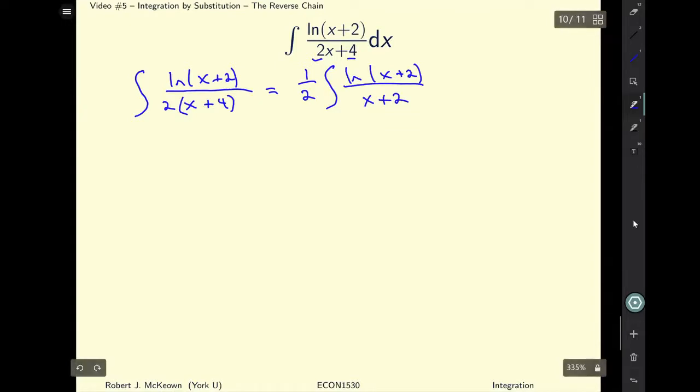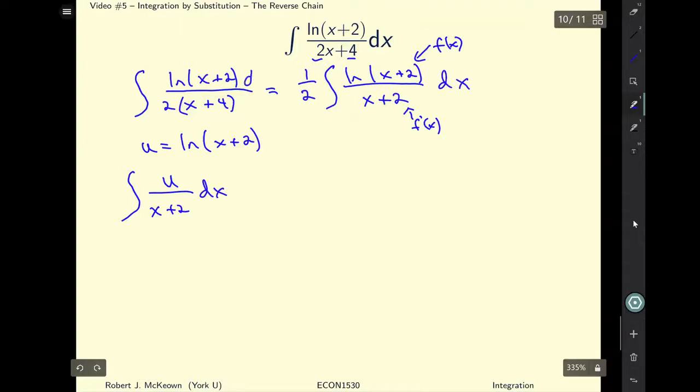Now looking at what I've got left, I notice I've got the log of x plus 2 in the numerator and an x plus 2 in the denominator. And it looks to me like if this is f prime of x, then this thing in the numerator is f of x. And so I'm going to try and let u be equal to f of x. So I'm going to let u be equal to log x plus 2. And if I do that, I'll rewrite my integral as u over x plus 2 dx. I should have had a dx here and a dx over there as well.